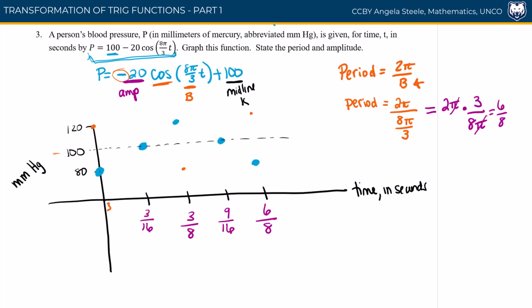Okay, so I'm going to go ahead and erase those little orange dots. And then let's graph our function. So we're going to go ahead and connect those dots. So we get our function that looks like this. And so this becomes the graph of that function p equals 100 minus 20 cosine of 8 pi over 3 times t.